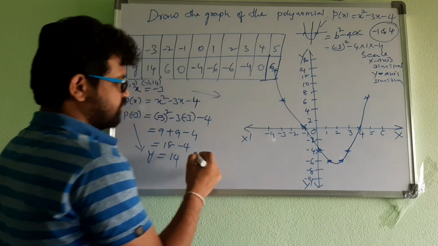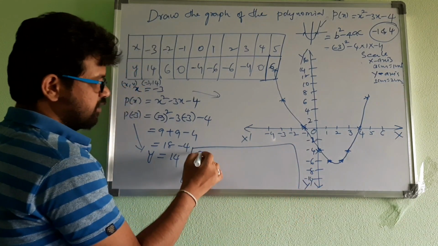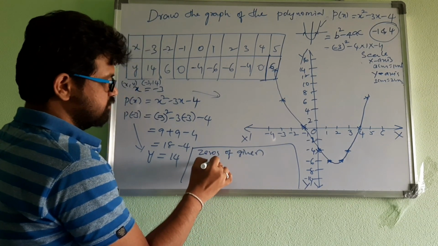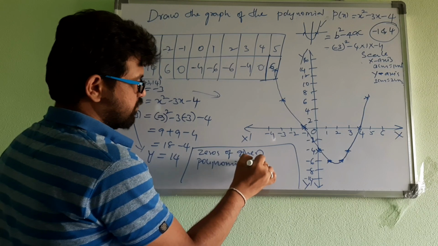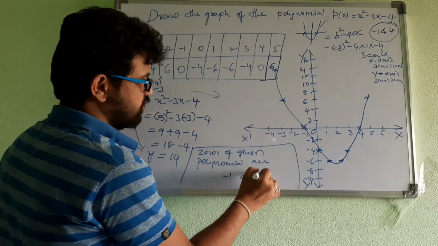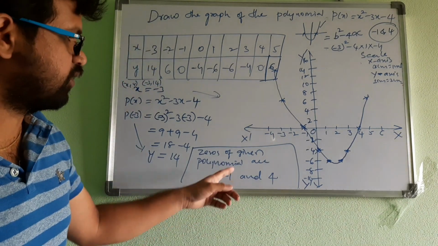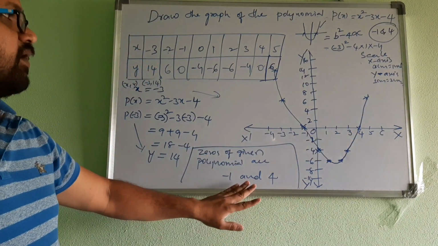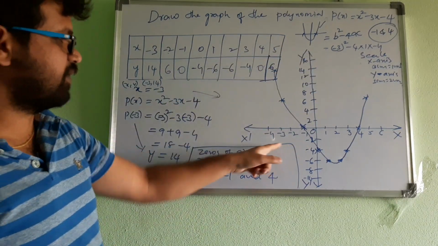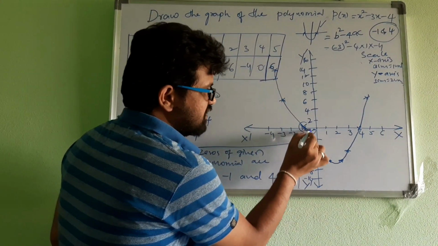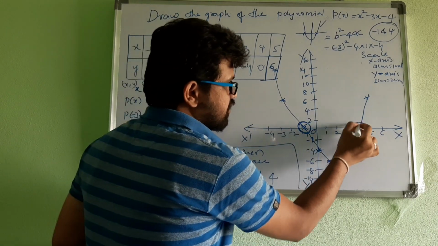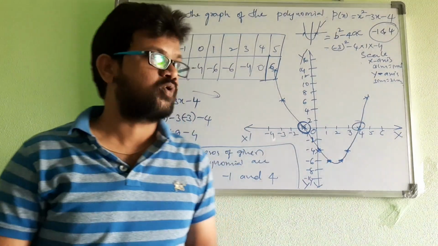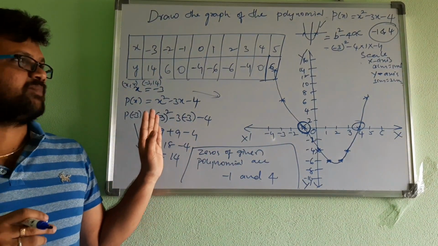Finally, this is very very important. Most of them forget this: zeros of given polynomial are -1 and 4. Zeros of given polynomial are -1 and 4. This you have to mention on the graph only. From the graph only we can find the zero. Why? Because the graph of the polynomial is intersecting at -1 and 4. So that's why zeros of the polynomial are -1 and 4. This is the graph of the quadratic polynomial.